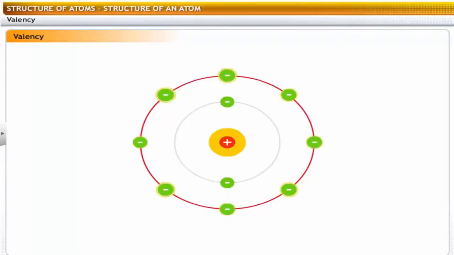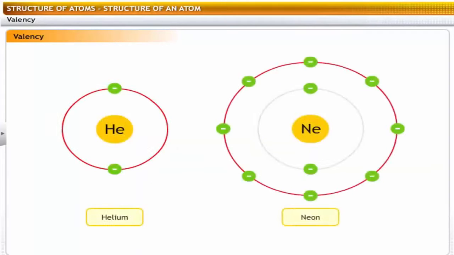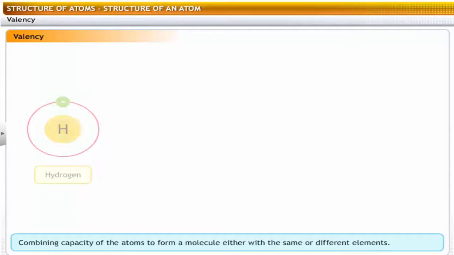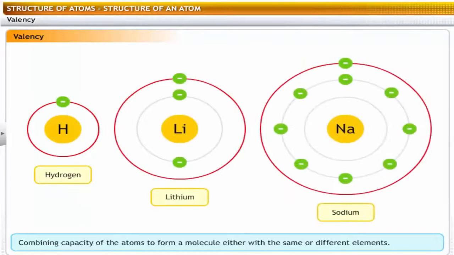The outermost shell of inert gas elements, whose subshells are completely filled, is stable. For example, helium and neon, where helium has 2 electrons in its outermost shell and all other inert gas elements have 8 electrons. The combining capacity of an atom to form molecules either with the same or different elements is defined as valency. For example, elements like hydrogen, lithium, and sodium atoms contain 1 electron in the outermost shell. Therefore, they can lose 1 electron. So their valency is 1.